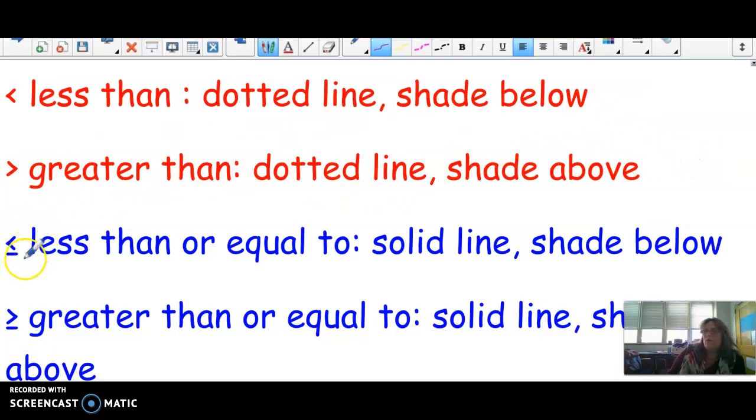If I have a less than or equal to sign, it's going to be a solid line shaded below. So notice, no line, then it's dotted. A line underneath my inequality, it's solid. Less than, I shade below. Greater than, I shade above my graph.